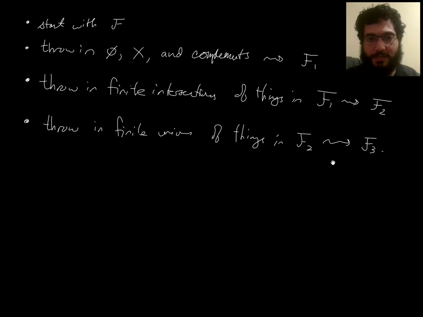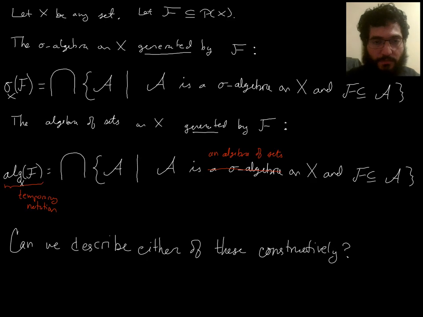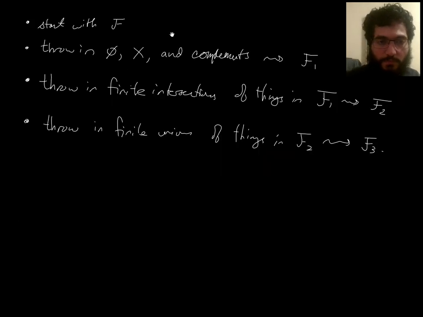Let's try to carry out this procedure for sigma algebras and see what happens. So the context is the same. X is any set, and F is any collection of subsets of X. And we're trying to describe the sigma algebra on X generated by F. Here is the procedure we carried out in the previous video for successfully constructing the algebra of sets, not sigma algebra, generated by F.